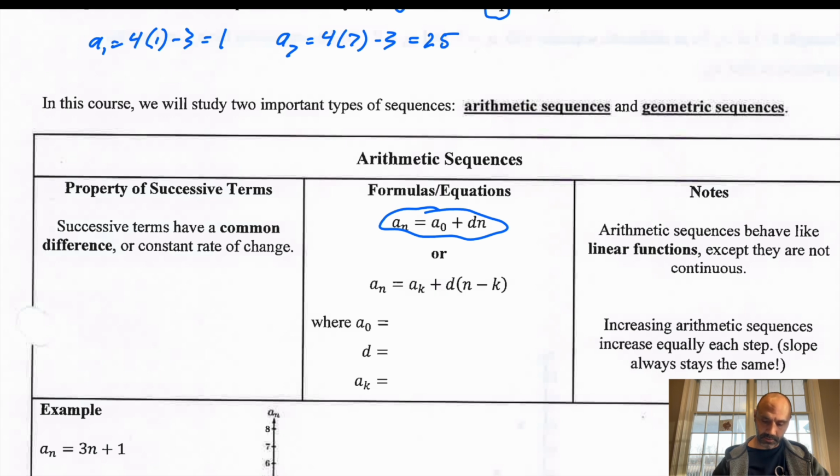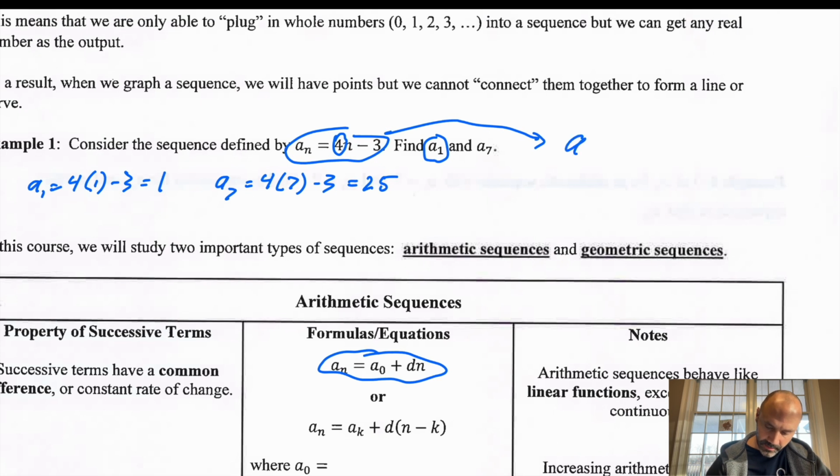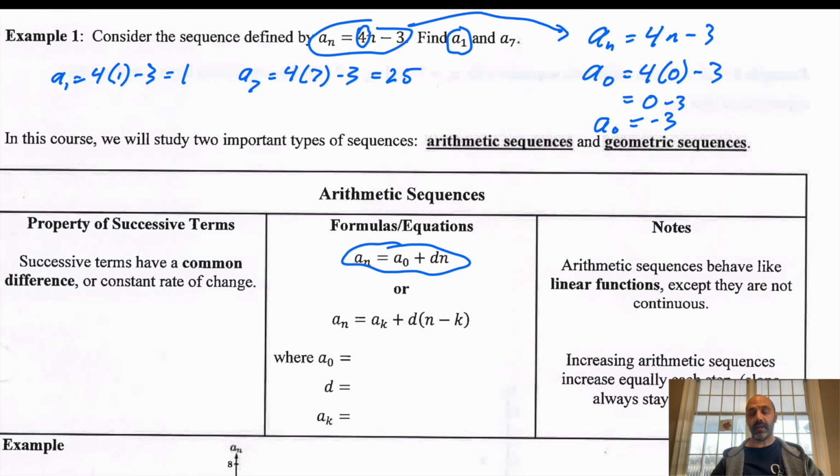If we take this example that we have here, a sub n equals 4n minus 3, and plug in 0, a sub 0 equals 4 times 0 minus 3. So this ends up being just negative 3. So negative 3 would be a sub 0 in this case. But what if we don't have the original value? What if we don't have the output for the input of 0?